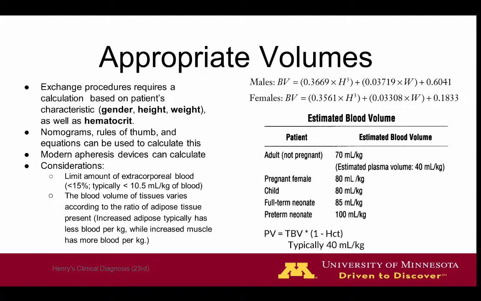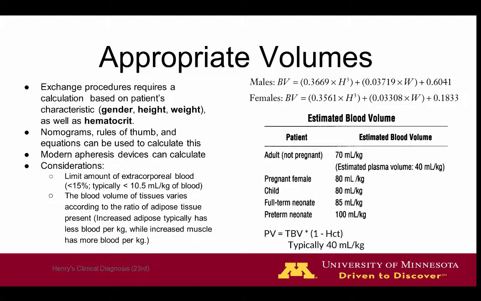So in terms of determining the appropriate volumes, a lot of the modern apheresis equipments can do the calculations themselves. Typically, the parameters that are needed are the gender, the height, the weight, and the hematocrit, as this gets at the estimated blood volume and therefore the plasma volume that the patient potentially needs to be processed. And these can be done by either nomograms, using rules of thumb, such as saying most adults have an estimated blood volume of 70 milliliters per kilogram, or doing the actual calculations themselves.